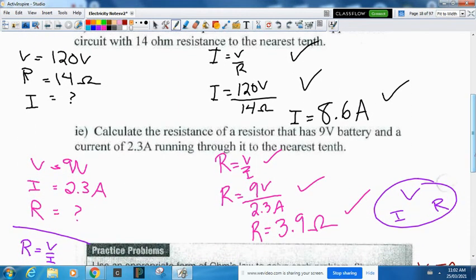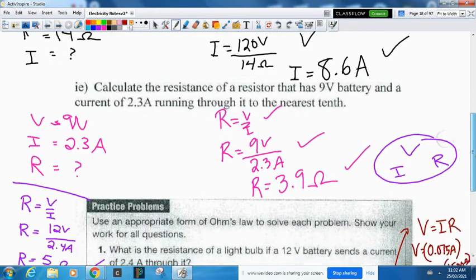Next one, calculate the resistance of a resistor that has a 9-volt battery and current of 2.3 amps. So 9 volts is there, voltage, 2.3 amps is there. Calculate R. So I need an R formula. So cover up R, I get V divided by I. 9 divided by 2.3, I get 3.9 ohms.